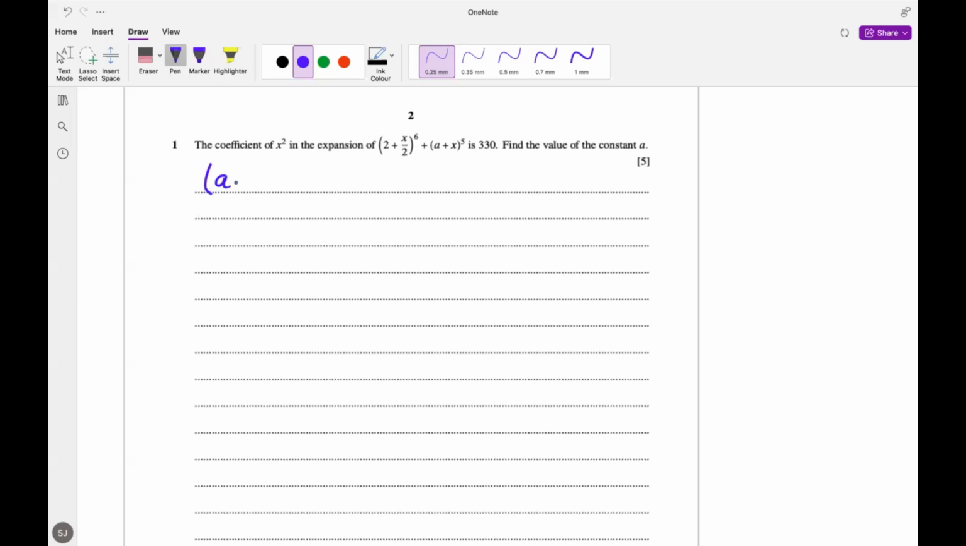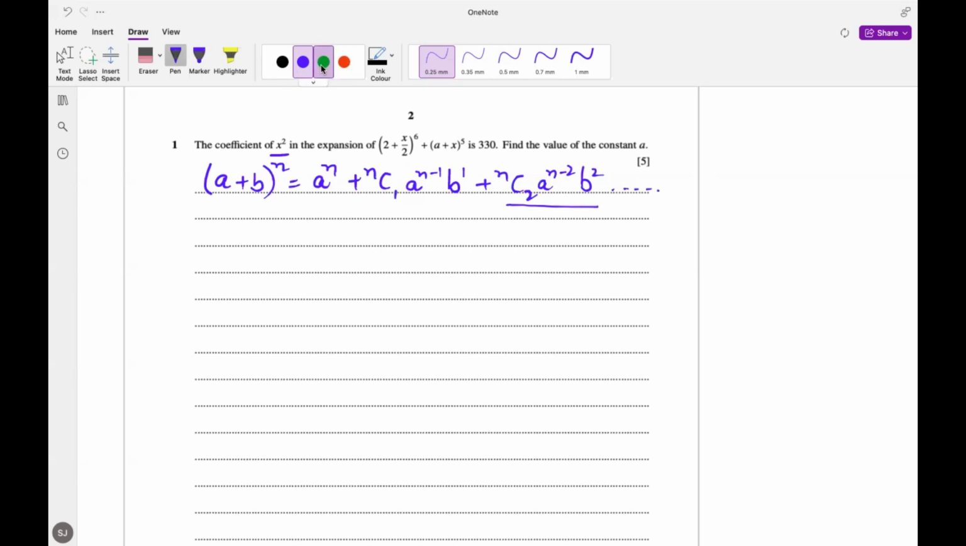Now the expansion formula for (a + b)^n is a^n + nC1 a^(n-1) b^1 + nC2 a^(n-2) b^2 and so on. Now, as in both the cases, the power of x is 1, for the coefficient of x squared, we'll take the term nC2 a^(n-2) b^2.